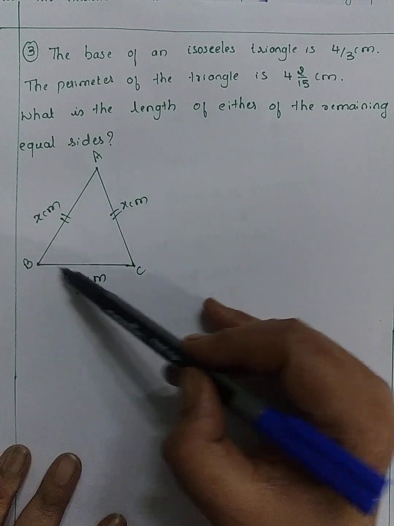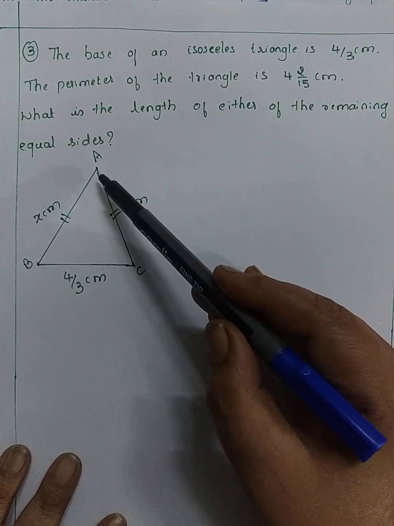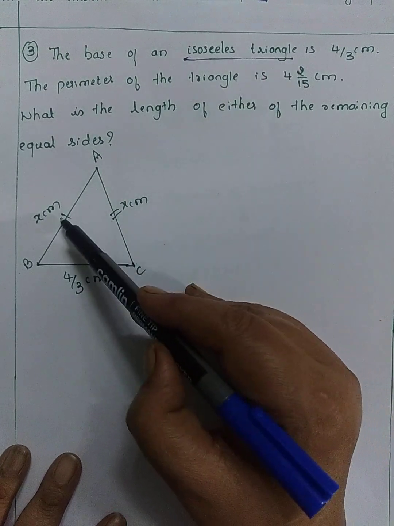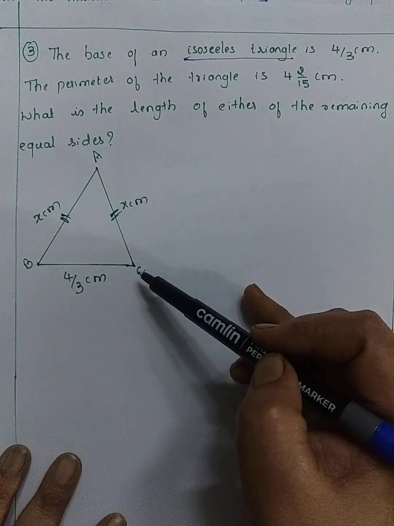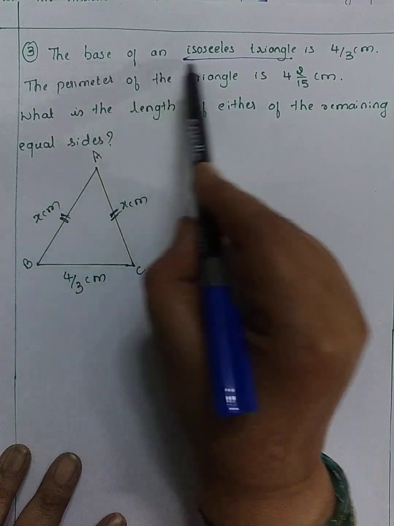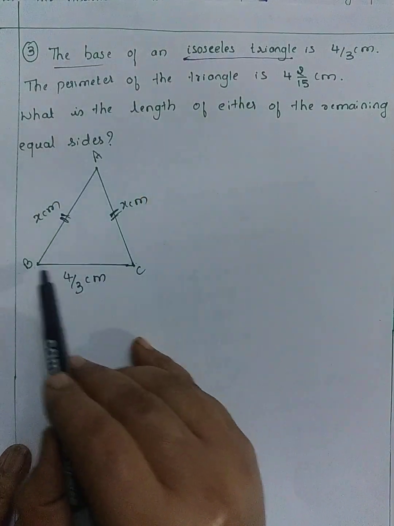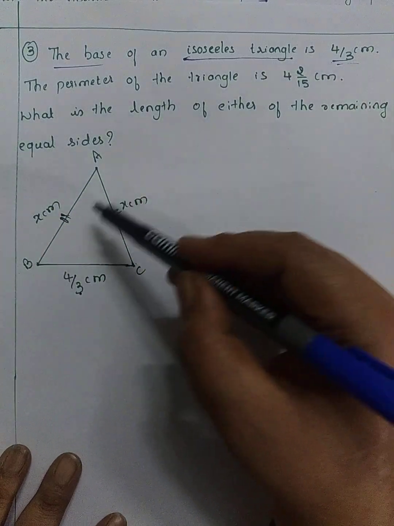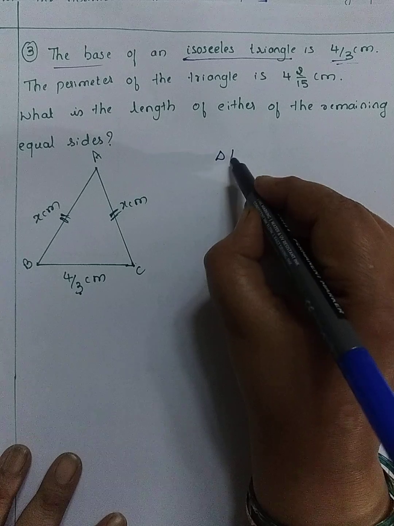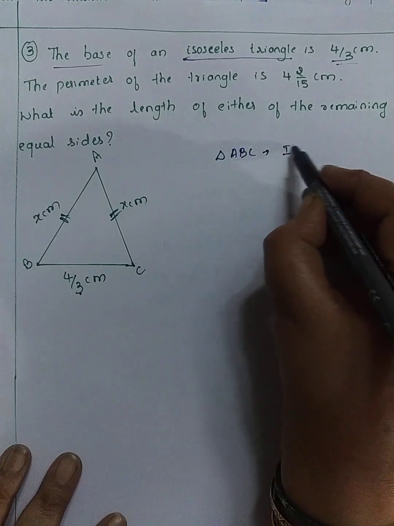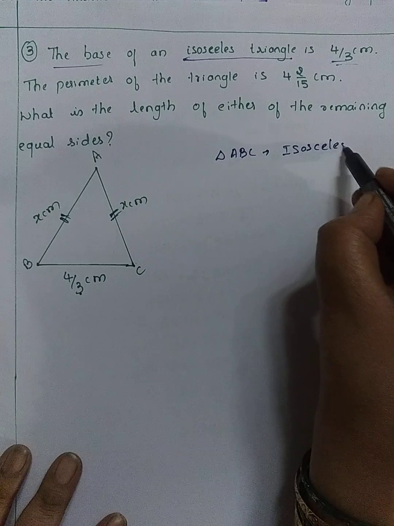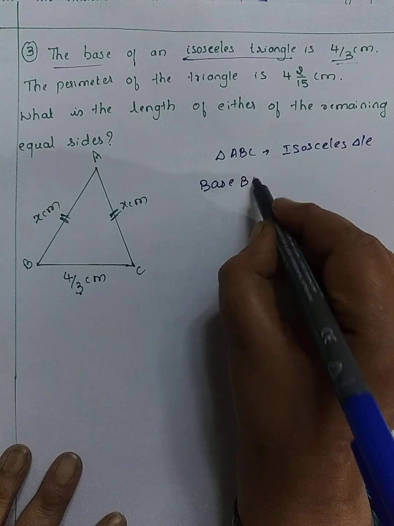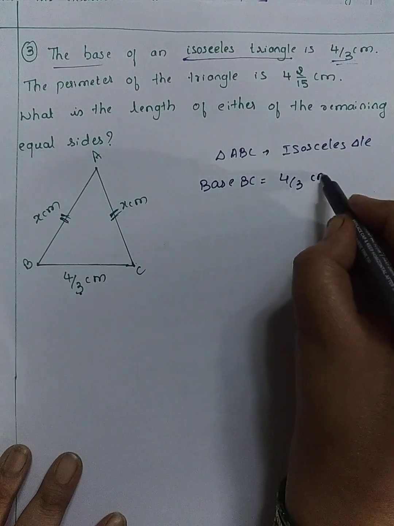So first we will draw the isosceles triangle ABC. Isosceles triangle means two sides are equal. Here AB is equal to AC. And it is given the base of an isosceles triangle. What is the base? This is the base, that is 4 by 3 centimeter. So this is the data given. So triangle ABC is an isosceles triangle. Base BC is 4 by 3 centimeter.